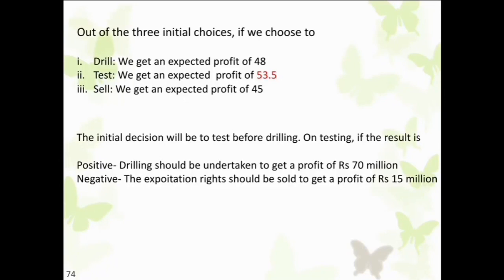The initial decision will be to test before drilling, and on testing, if the result is positive, drilling should be undertaken to get a profit of 70 million. But if the test results turn out negative, the exploitation rights should be sold to get a profit of 15 million. So this is how your final answer should be. If the question asks what should be the possible course of action to be chosen by the company, this sentence should be there in such a way that all the details are clearly mentioned.